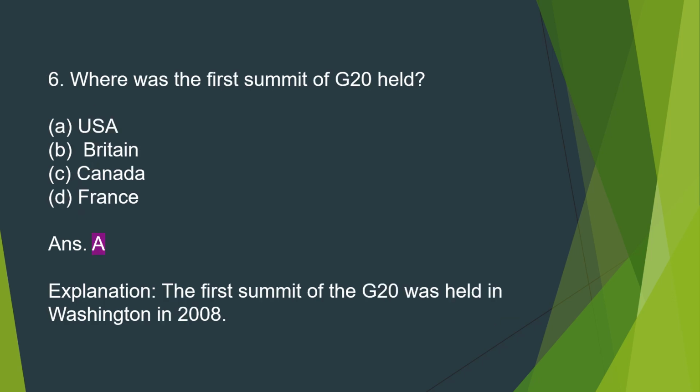Next is, where was the first summit of G20 held? Option A, USA. Option B, Britain. Option C, Canada. Or option D, France. So the correct answer is option A. The very first summit of G20 was held in the United States of America. Washington, yeah. The first summit of the G20 was held in Washington, USA in 2008.